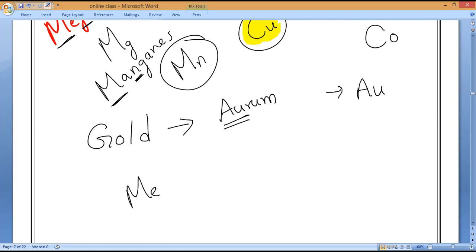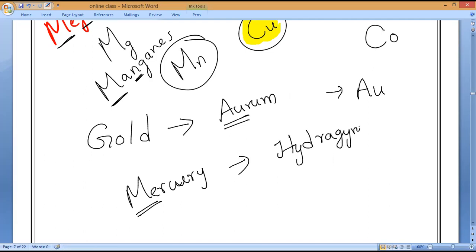Suppose next mercury also. Mercury, you have to represent with M, but M is already coming so many times. So that is why we are going with a Latin name called Hydrargyrum. Very important. So many Tamil Nadu government exams also ask you this question. What is the Latin name of mercury? That is what you have to remember.